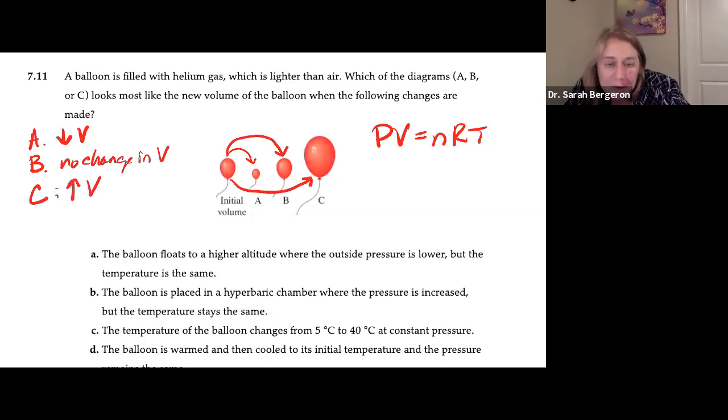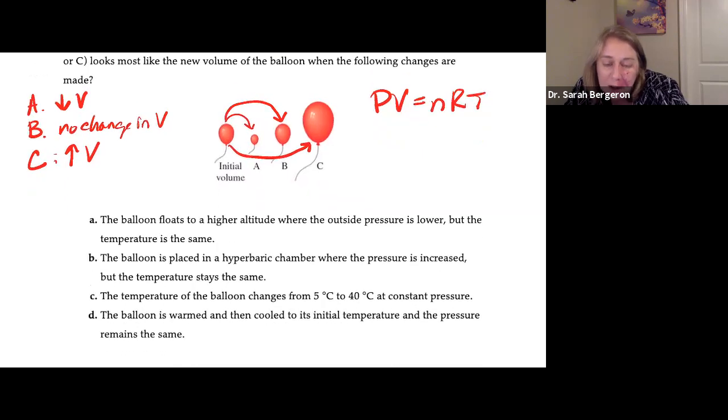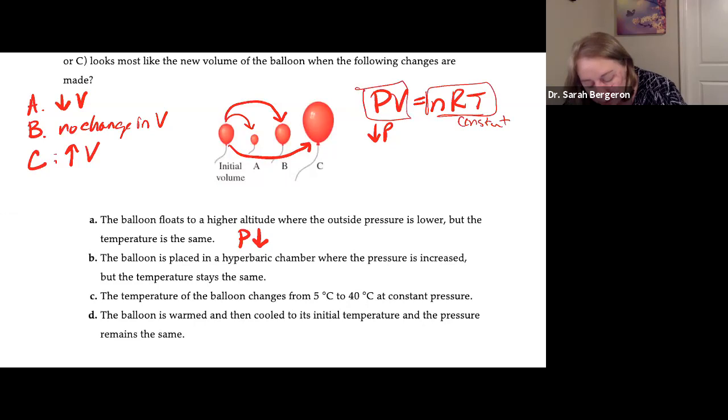So just so I know what my answers are really saying before I go read my question. A balloon floats to a higher altitude where the outside pressure is lower, but the temperature is the same. Well, look at your PV = nRT. If I drop pressure down and my temperature is the same, then all of this is going to be constant. So how do I make this side equal? I'm going to do the opposite. I'm going to increase volume. So this must be an increase in volume. Which one's an increase in volume? That's answer choice C.